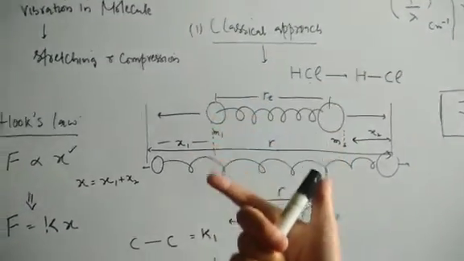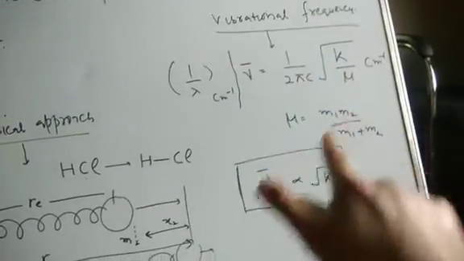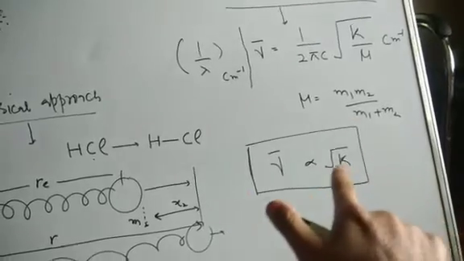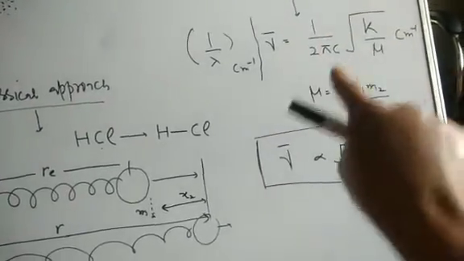For example, this is a diatomic molecule. That means we can apply Hooke's law. We can calculate the vibrational frequency as per this approach. So the vibration frequency is directly proportional to the square root of the force constant and inversely proportional to the reduced mass.